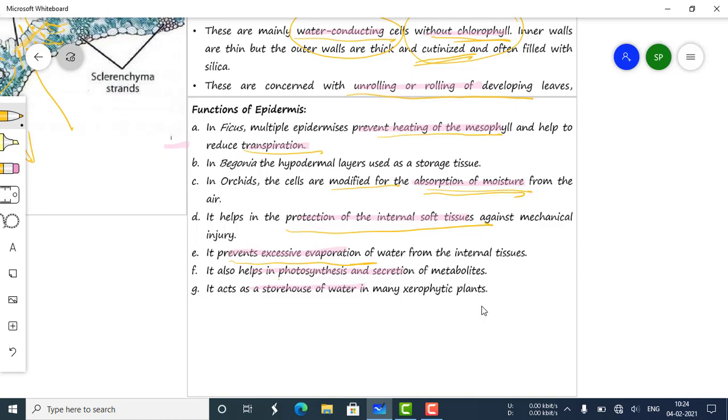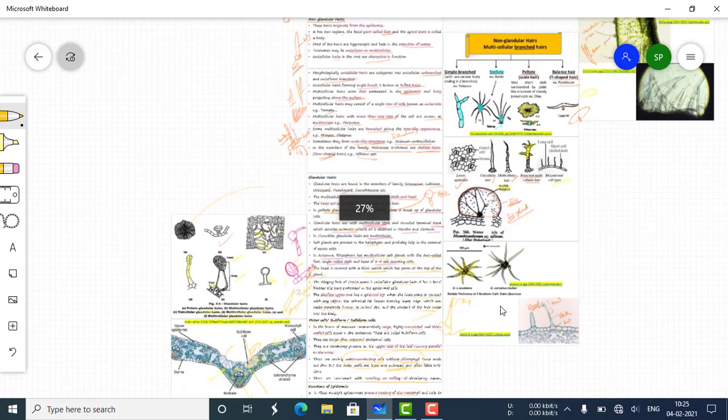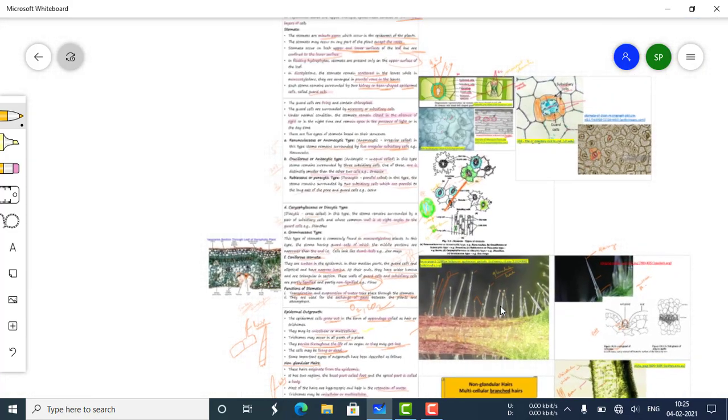It also helps in photosynthesis and secretion of metabolites. Photosynthesis: if the epidermal cells contain chlorophyll pigment, then they perform the function of photosynthesis. And secretion: in case of glandular hairs, they are helpful in secretion. It acts as the storehouse of water in the majority of xerophytic plants. So this is about the epidermal tissue system. I hope you have understood this epidermal tissue system.